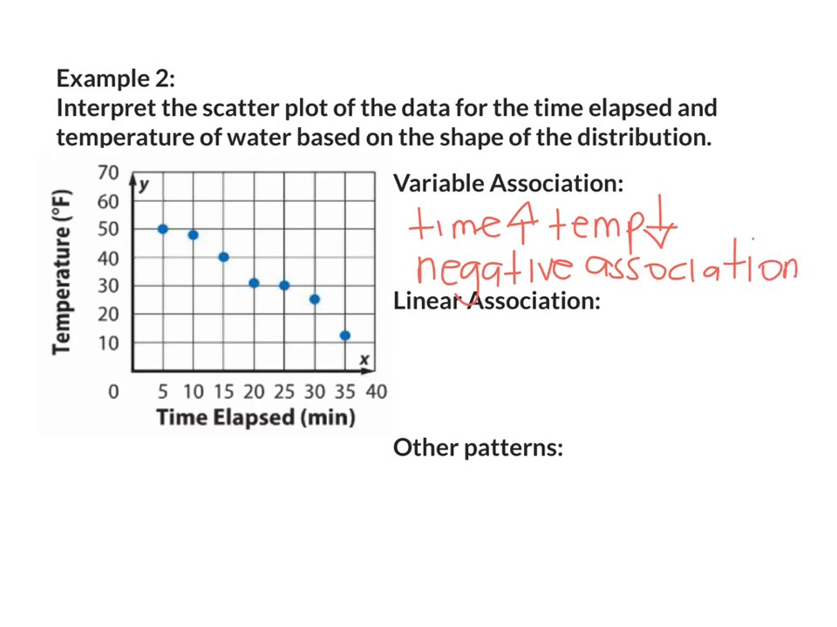Now for linear association, I see that the data appears to lie close to a line, so the association is linear. Other patterns. There are no clusters and no outliers.